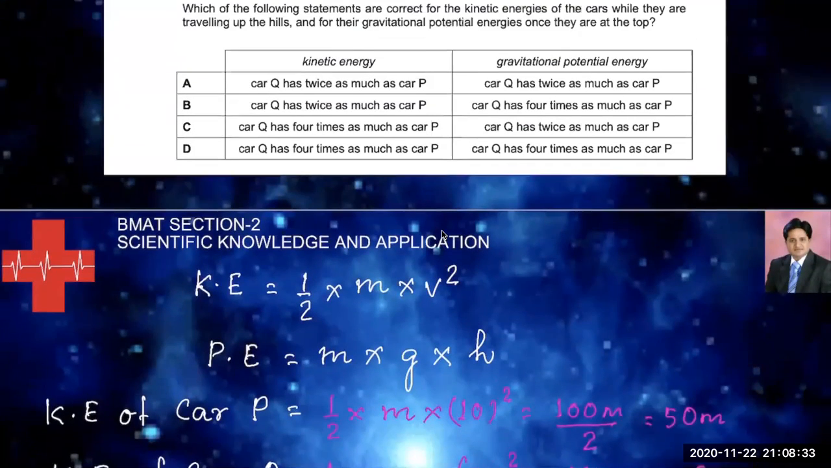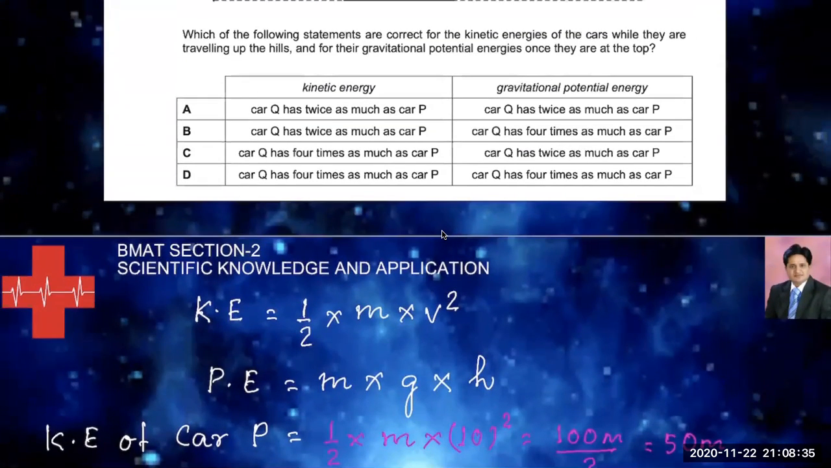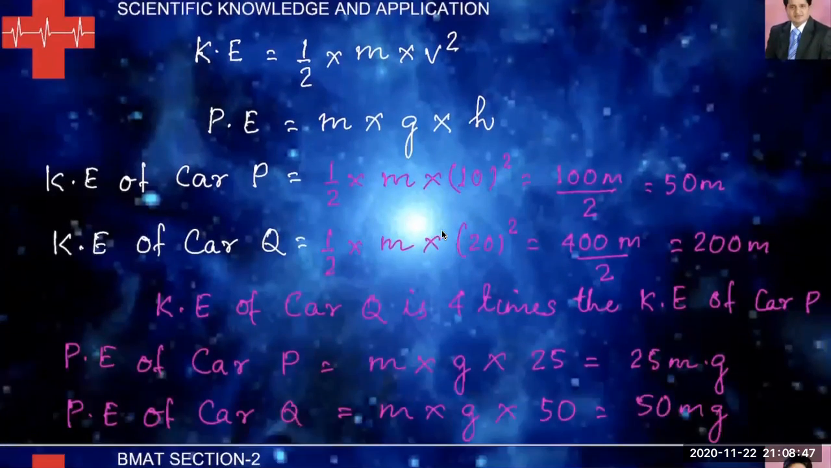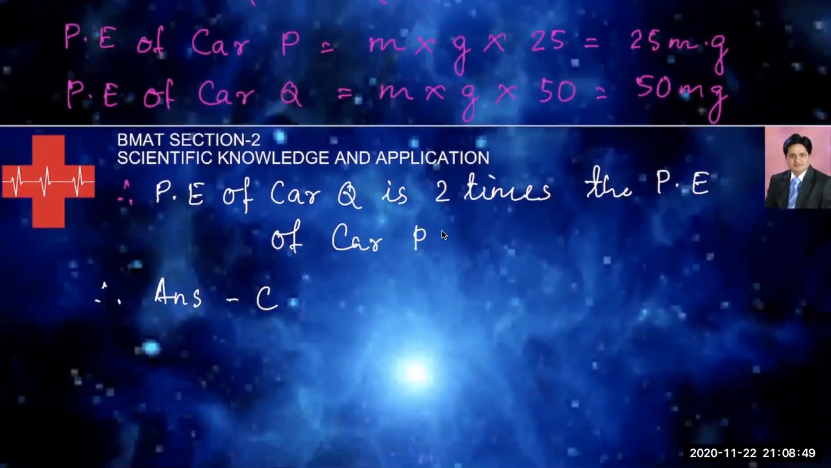So if you look here at the options, we have option C, where it says the kinetic energy of car Q is 4 times as much as that of P, and the gravitational potential energy of car Q is twice as much as that of car P. So your C is the right answer.